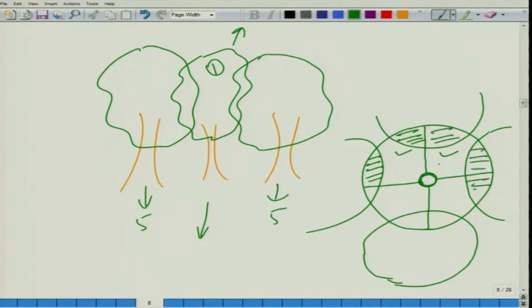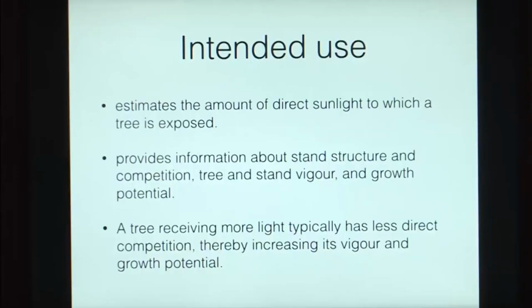Similarly, this one is also not counted and this one is also not counted; only this part will be counted. So, this is not receiving complete light, only this portion is receiving complete light. So, in this case the ratio will be 1. If you have a lower ratio, then your stand is more dense, there is a lot of competition and the growth of these trees and the growth of the stand will suffer in this case.